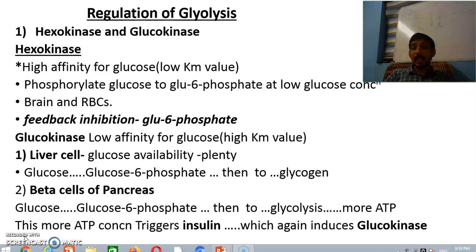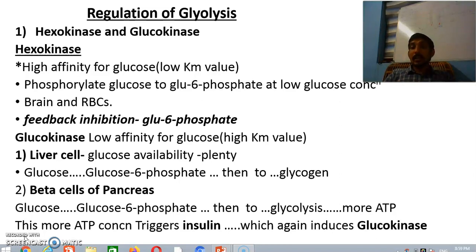Brain cells and RBC need more energy. The main function of RBC is to transport oxygen to all parts of the animal body, so they need a large amount of energy. Even when the concentration of glucose is very low within the RBC, they need to produce energy by glycolysis. For that purpose, hexokinase plays a crucial role at low concentrations of glucose.